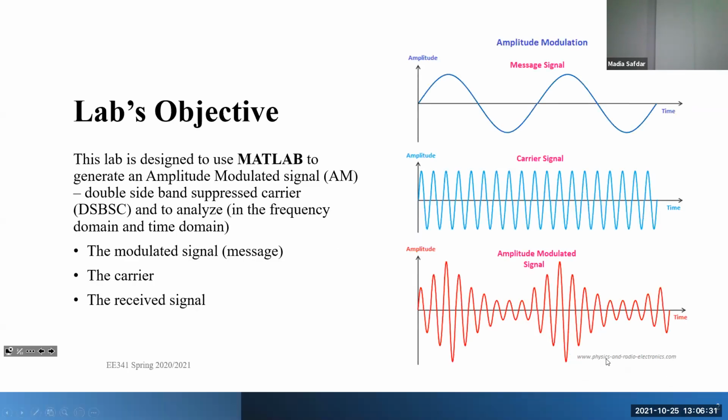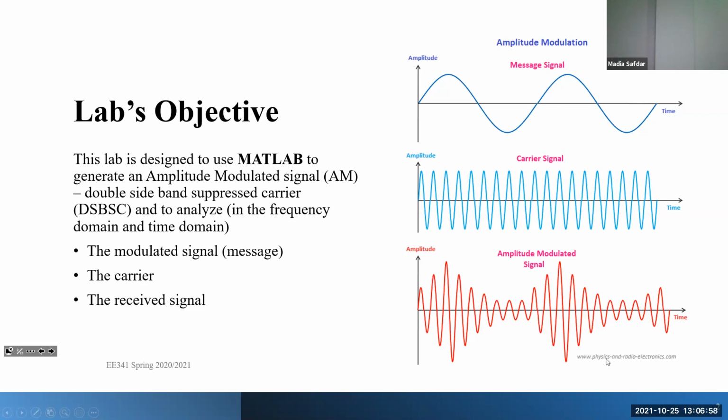So this is your message signal, and this is your carrier signal, and you see this is amplitude modulation. The amplitude of the carrier wave is changed with respect to the message signal. As this is moving, the envelope is the same as the input signal, but the amplitude of the carrier is changed with respect to the message signal.